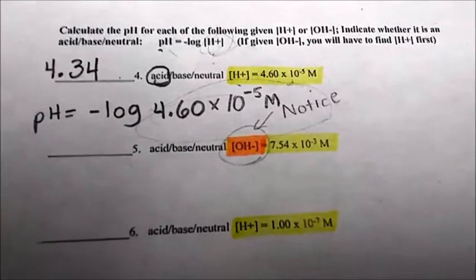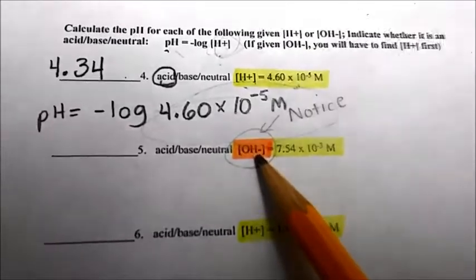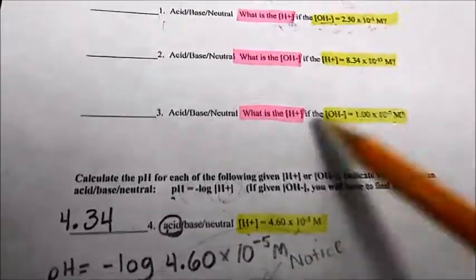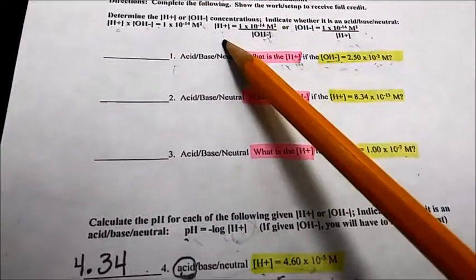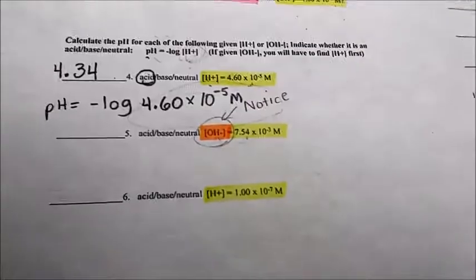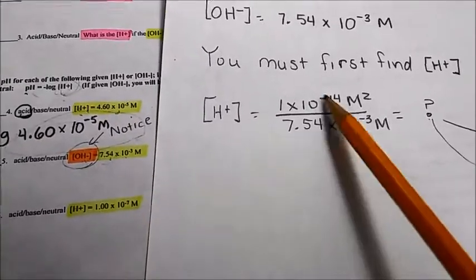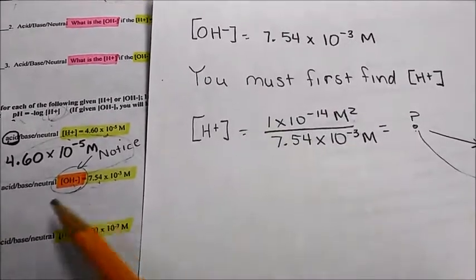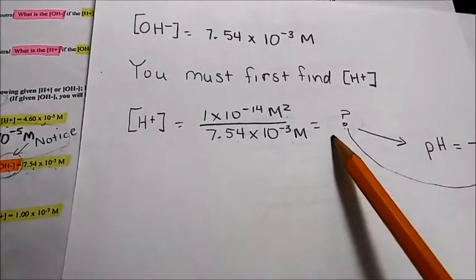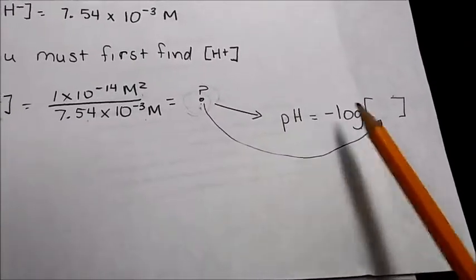For the 5th problem, I want you to notice that they're not giving you the hydrogen ion concentration, they're giving you the hydroxide ion concentration. So in this case, you're going to first have to find the hydrogen ion concentration, which is pretty much what you did up here. And remember, this is a formula that we're using, just like we did on the first one in the first example. So essentially, 1 times 10 to the negative 14 M squared divided by our given 7.54 times 10 to the negative 3 M. Okay, you get some type of answer. And once you have that, which is your hydrogen ion concentration, you plug it into your pH. And then that's how you would find pH for that one.